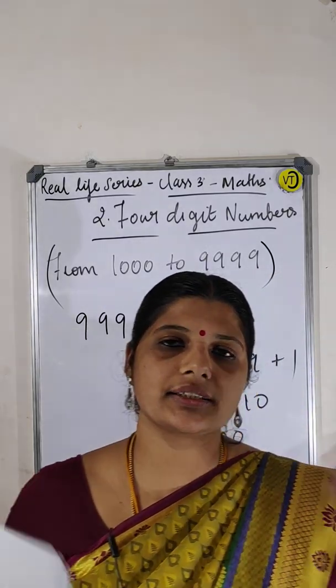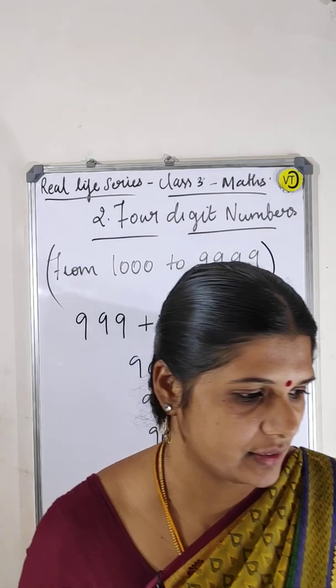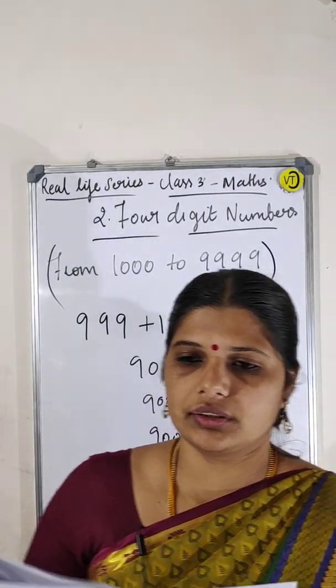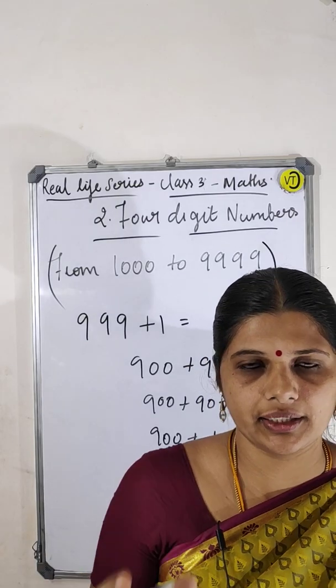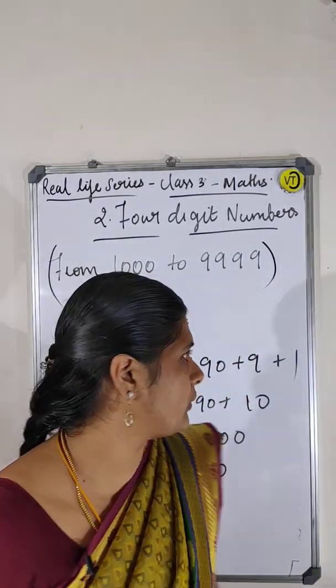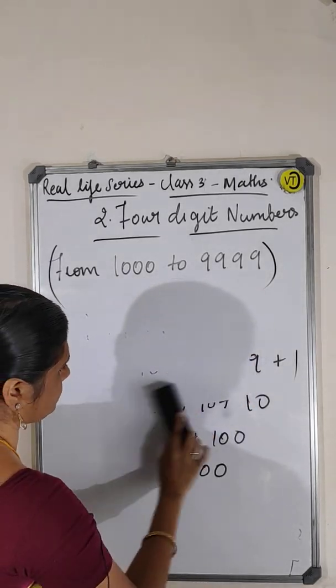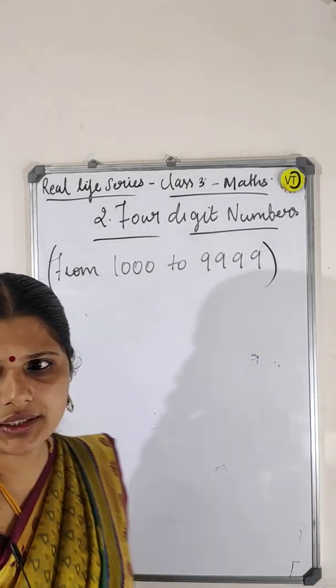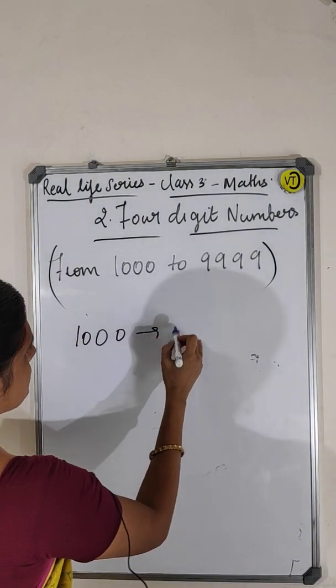The next place values we can go for in the next lesson. The numbers from 1000 to 9999, how can we call them? 1000 and 1000 are the very same. 1000 it is.